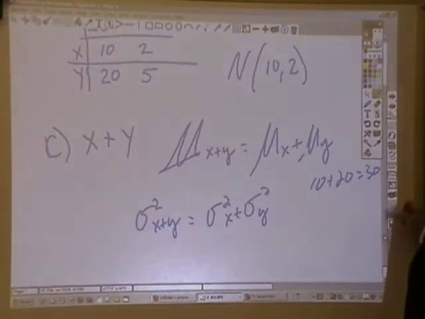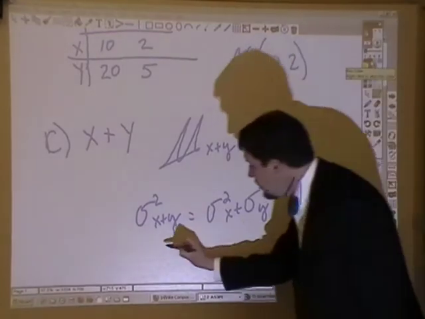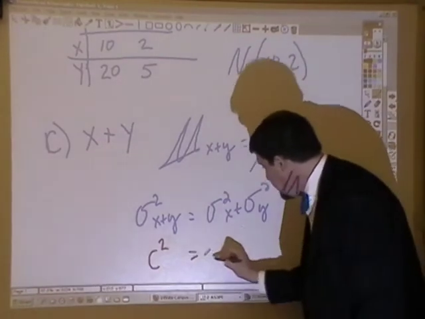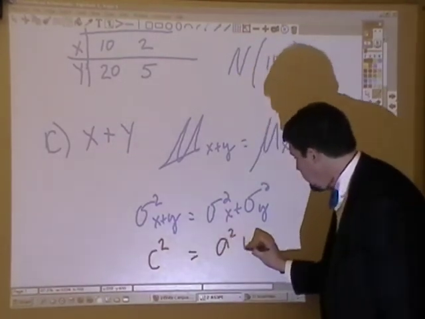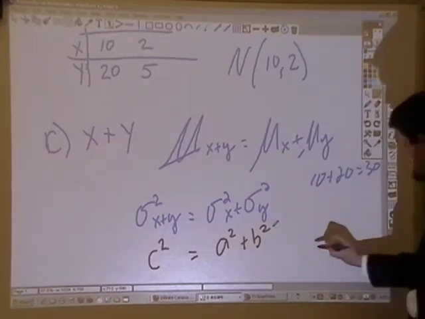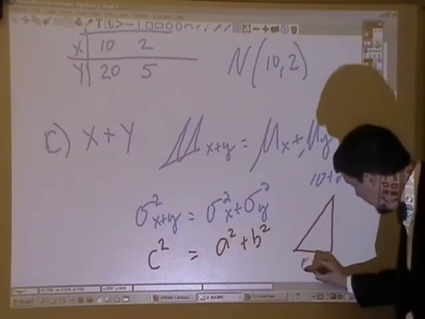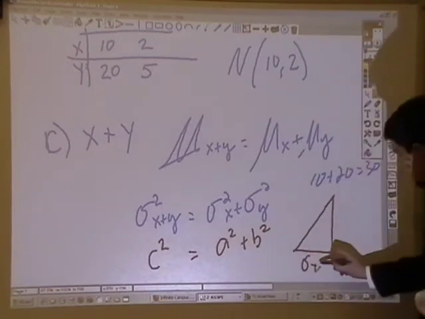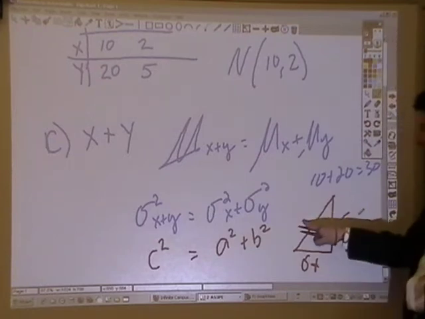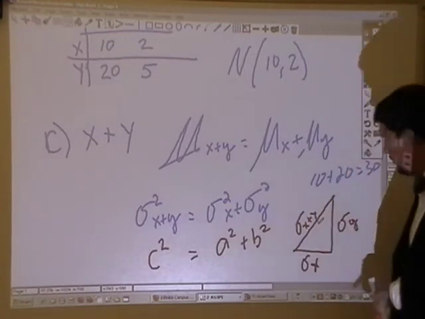And what we said, and I'm going to change the color here, is that this is exactly like the Pythagorean theorem, because this is c, and c squared, the hypotenuse, is equal to leg 1 squared plus leg 2 squared of the right triangle. And it's completely legitimate to think, oh, I've got a right triangle, and this is the standard deviation of x, and this is the standard deviation of y, and this is the standard deviation of distribution x plus distribution y.